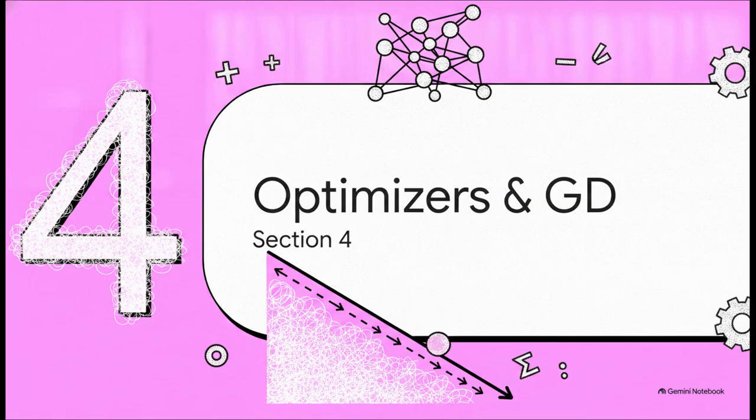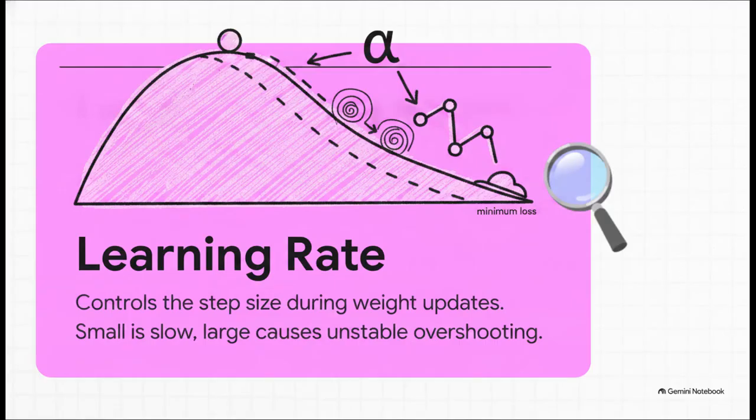Optimization is just the algorithmic process of finding the best possible weights and biases to drive down our prediction error. When we talk about the gradient descent formula, your learning rate, represented by the Greek letter alpha, is literally the most critical dial you can turn. It dictates exactly how big of a step the algorithm takes down the error hill toward the minimum loss. If your learning rate is too small, your network is going to suffer from slow convergence. It'll just take forever to learn.